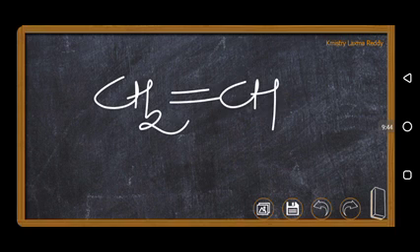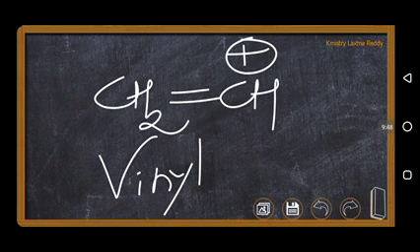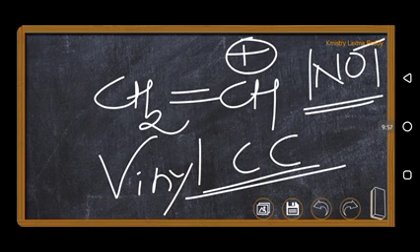We'll go with a few more examples. Look at this one: CH2 double bond CH plus. This is called a vinyl carbocation, not stable. This is not stable because the plus charge is present on the carbon which is having a double bond. Double bond carbon means a more electronegative carbon. On a more electronegative carbon, a plus charge is not at all possible.